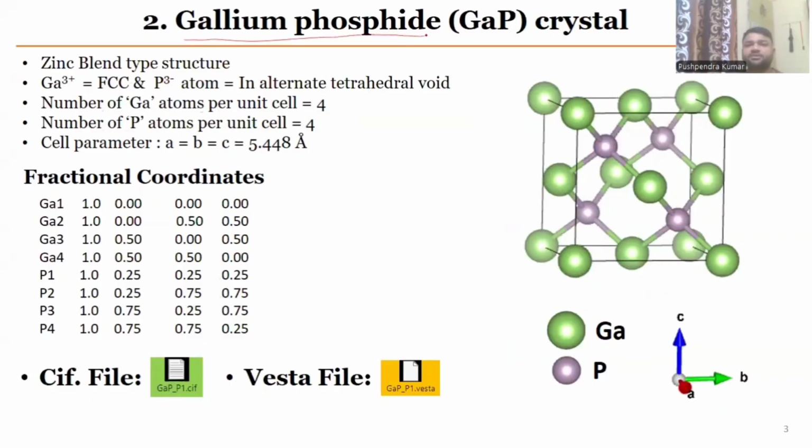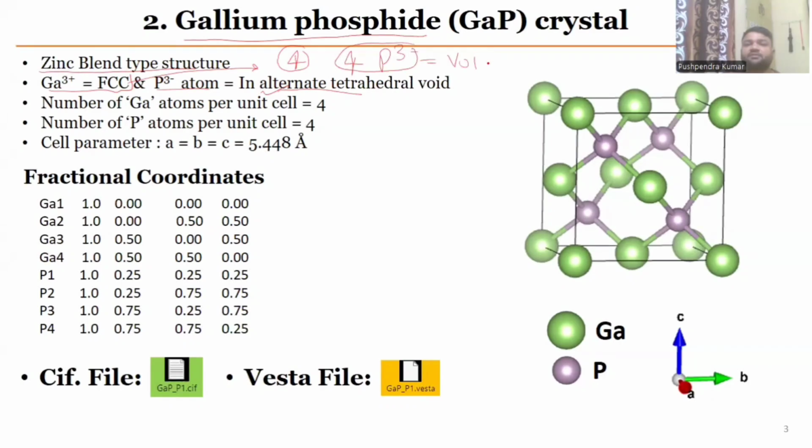Gallium phosphide has a zinc blende type crystal structure in which gallium ions form the FCC lattice and phosphide ions are present in alternate tetrahedral voids. Since it is forming the FCC, the number of gallium ions will be 4, as I have calculated in the first crystal. So for neutralization, there will be 4 phosphide ions present in the voids.